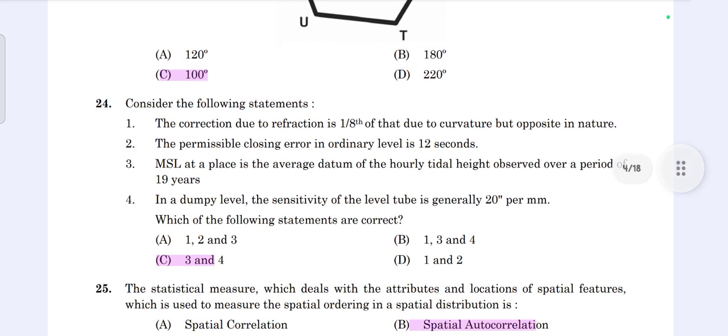Consider the following statements. The correction due to refraction is 1/8 of that due to curvature but opposite in nature. The permissible closing error in ordinary level is 12 seconds. Mean sea level at a place is the average datum of hourly tidal height observed over a period of 19 years. In a dumpy level, the sensitivity of level tube is generally 20 seconds per millimeter. Which of the following statements are correct? Statements 3 and 4 are correct. Mean sea level at a place is average datum of hourly tidal height observed over a period of 19 years. In a dumpy level, the sensitivity of level tube is generally 20 seconds per millimeter.